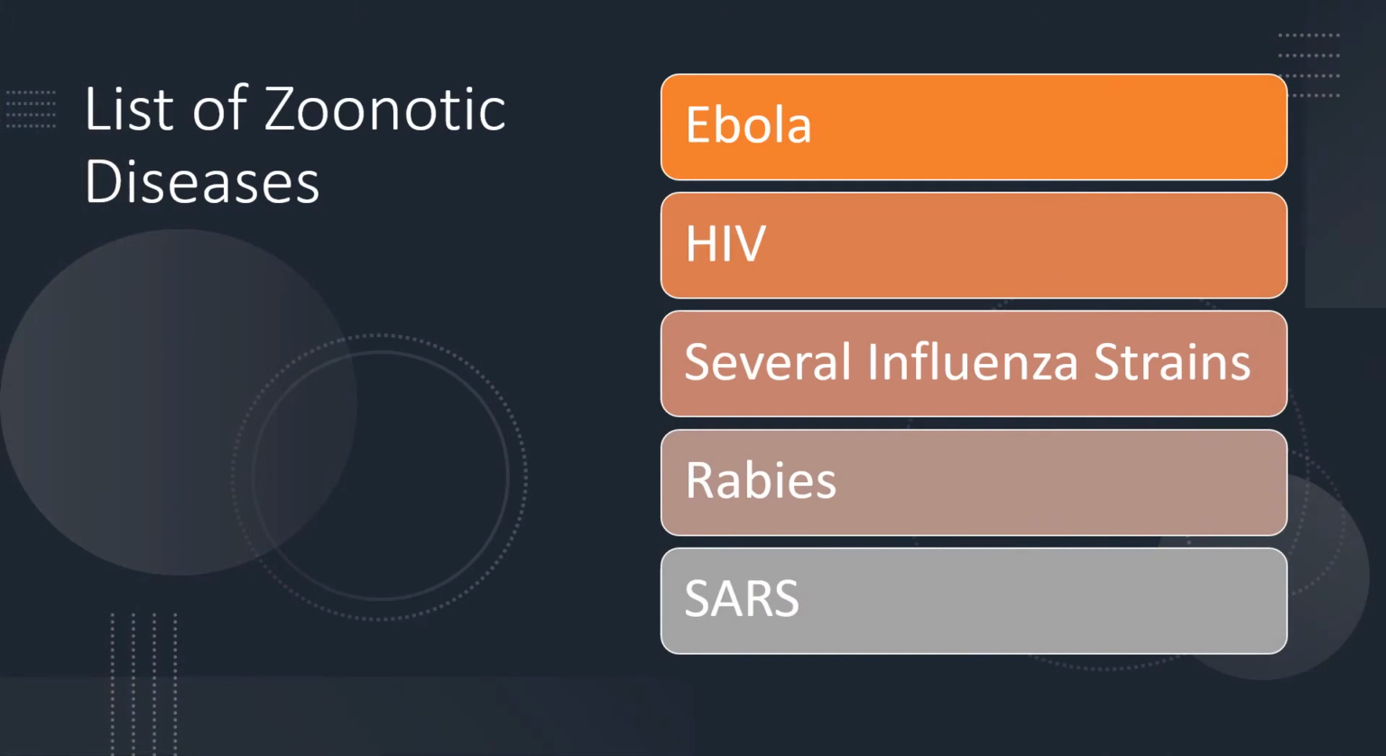Here are a couple examples of recognizable zoonotic diseases. According to the CDC, 6 out of every 10 infectious diseases in humans are spread from animals. 3 out of 4 new or emerging infectious diseases come from animals. Zoonotic diseases are responsible for an estimated 2.5 billion cases of illness and 2.7 million deaths worldwide each year.